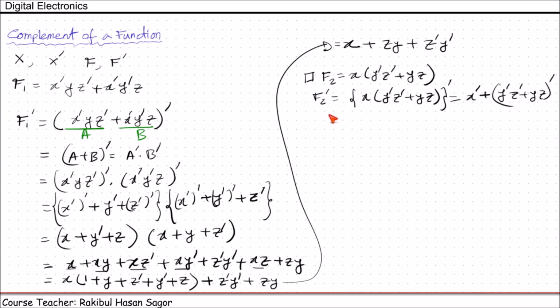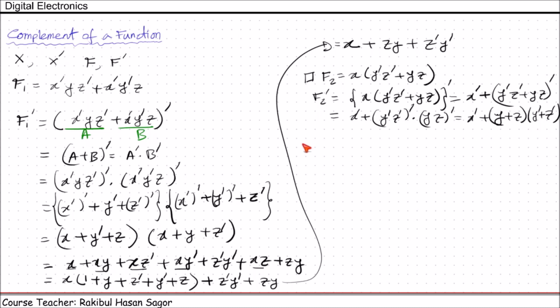From here, if we apply De Morgan's theorem again, then x prime plus y prime z prime whole prime into y z whole prime. This will return us x prime plus, if we apply De Morgan's theorem on each portion, y prime z prime and y z portion, then we'll get prime prime will cancel, so y plus z into y prime plus z prime. So this is the complement function of f2.